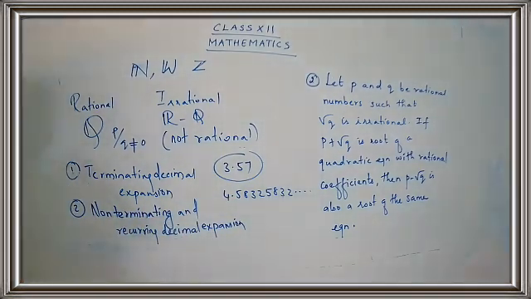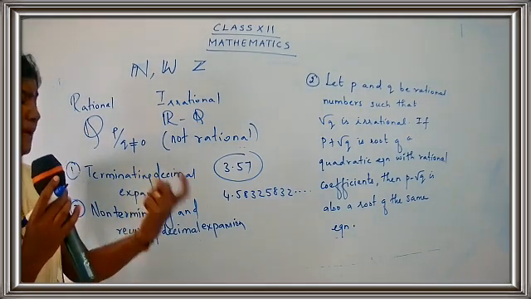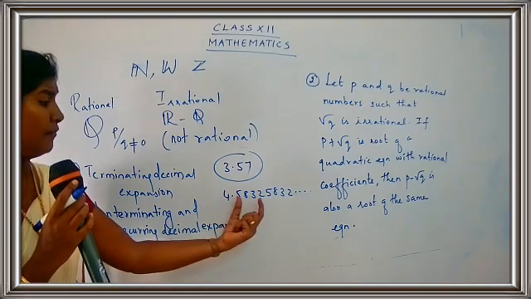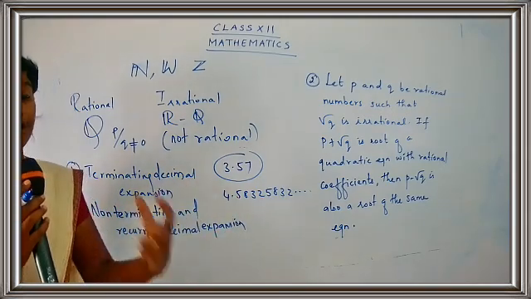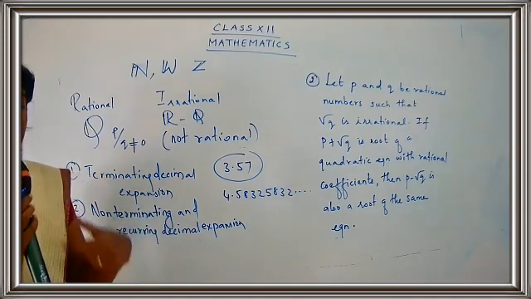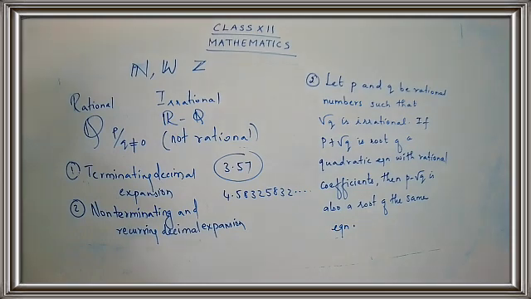Now what is the meaning of recurring? Recurring means the number is going to repeat. Which number is going to repeat? A particular set of numbers, maybe a 4-digit number or a 3-digit number or a single digit number. Any digits may be repeating again and again. So you call such an expansion non-terminating and recurring decimal expansion. Are you getting my point, children?